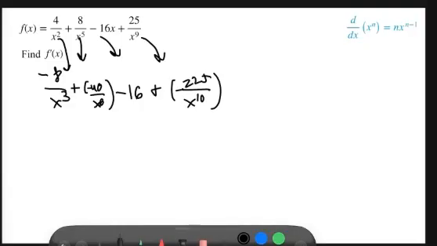So, the derivative is negative 8x to the power of negative 3 minus 40x to the power of negative 6 minus 16 minus 225x to the power of negative 10. If you want, you could also write it in descending power. Either way is correct.